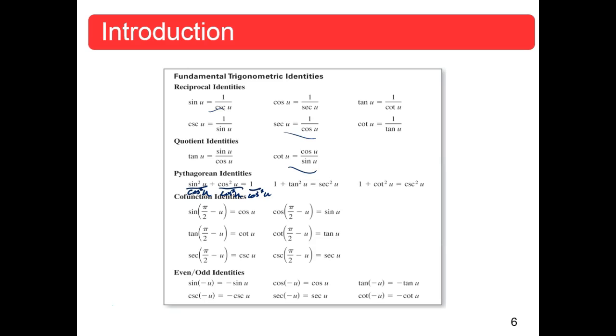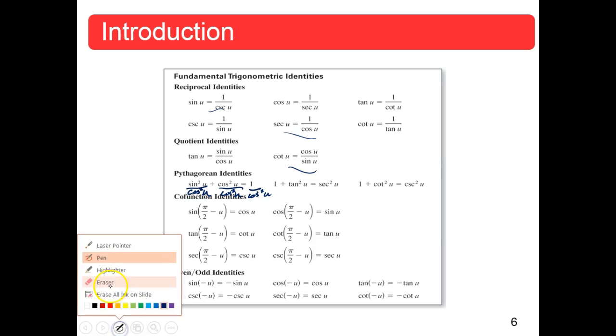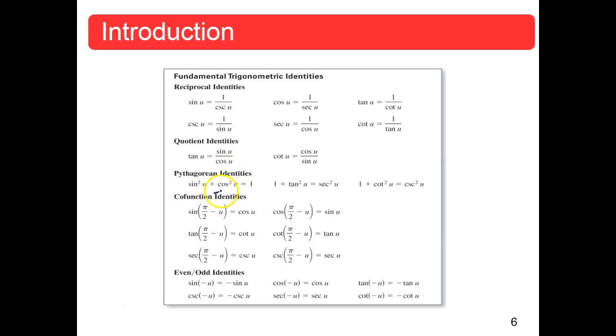You can rearrange this one how? Sine squared plus cosine squared equals 1. There are several ways you can rearrange it. What's one way? Subtracting cosine squared from both sides, what does that give you? Sine squared is equal to? Let me erase what's on here. What we're going to do is subtract cosine squared from both sides, and that would give you sine squared u is equal to 1 minus cosine squared u. Okay? That's what I'm getting at.